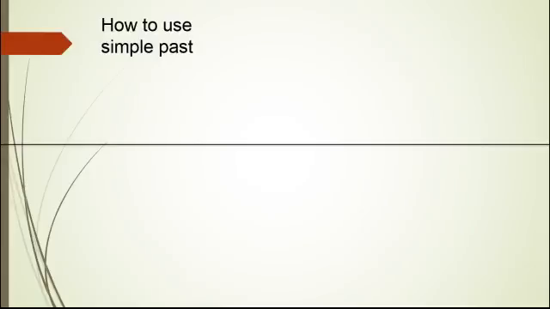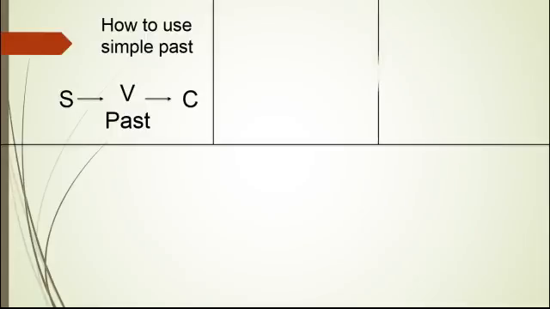Well, Simple Past is used in a standard structure in which we have subject followed by the verb in past and followed by the complement. This is a standard structure. But we need to remember that we have two different ways to work with the simple past. Number one is using verb to be, and number two is using other verbs.